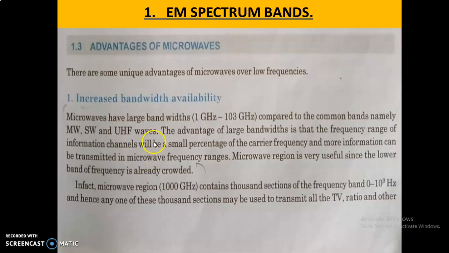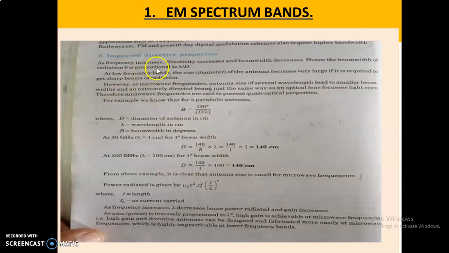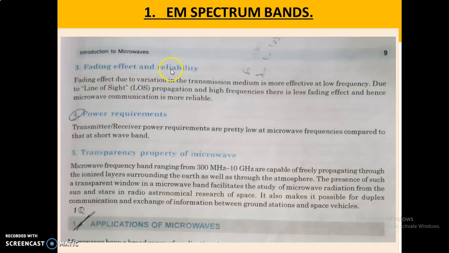Let me complete this syllabus through the advantages. Now the question is, sir, where exactly can I use these microwave frequencies? If I want to increase the bandwidth, what do you have to do? Bandwidth is, let us say, 2 fm in analog communication. If you increase the frequency, definitely the bandwidth keeps increasing. Since the frequency is in gigahertz, we can expect a good bandwidth and we can improve the directivity properties. Then we have the fading effect, reliability, power requirement, and transparency property.